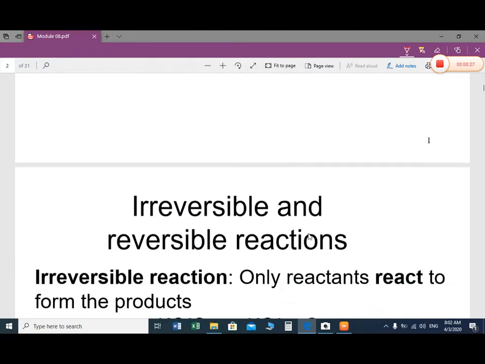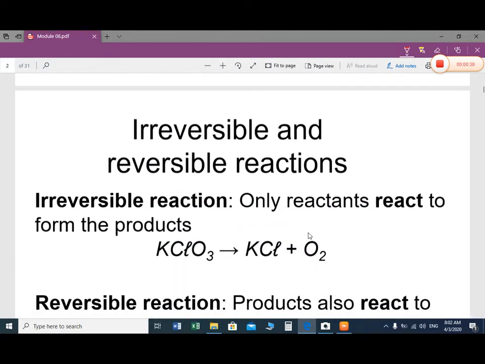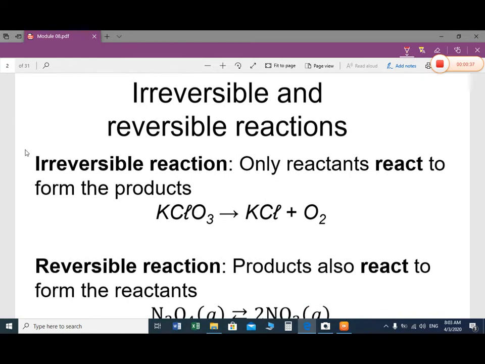Before we start chemical equilibrium, we have to understand these two types of reactions. Some reactions are irreversible and some reactions are reversible. Irreversible reactions are those in which the reactants react and product is formed only, in one direction. You will see this sign here, which represents an irreversible reaction. Potassium chlorate changes to potassium chloride and oxygen gas. This reaction cannot go in reverse.